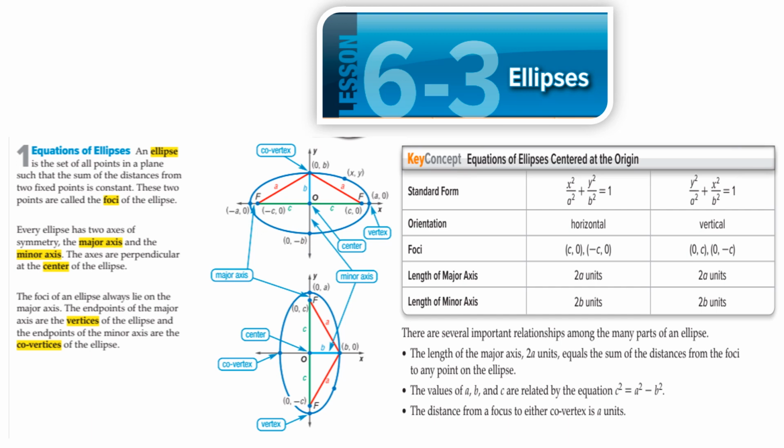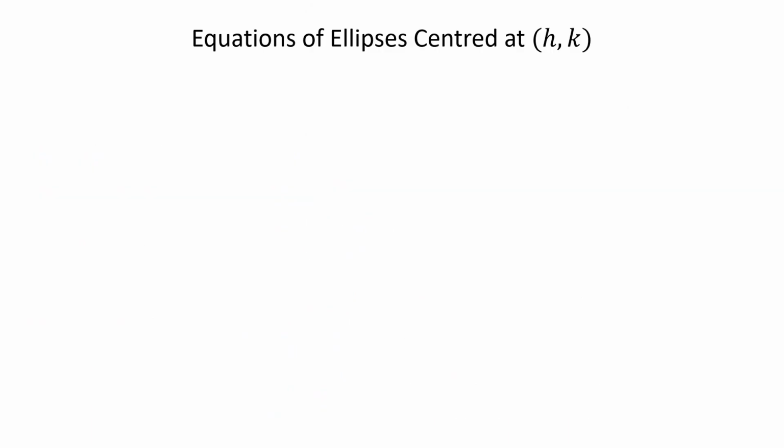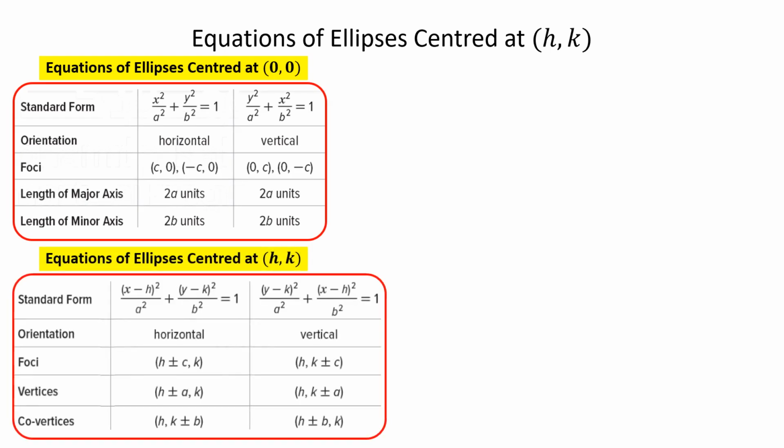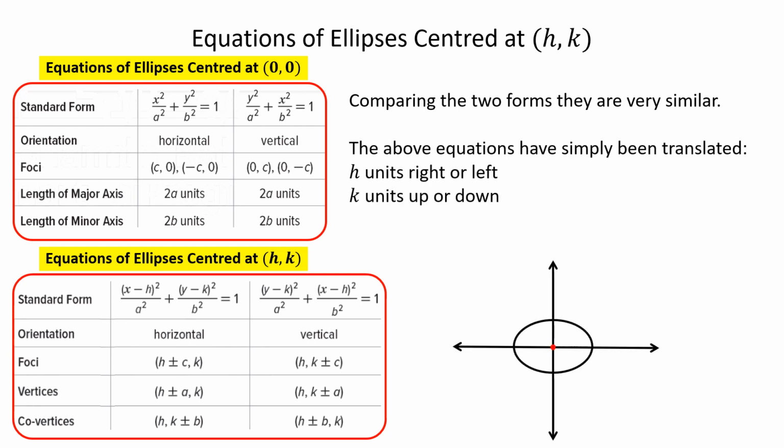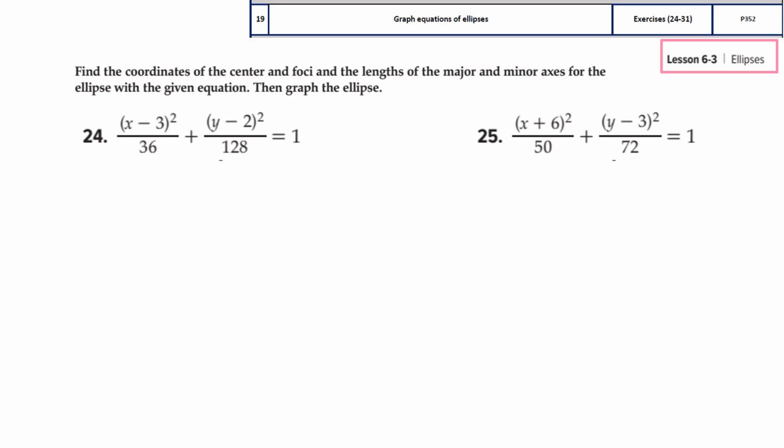So on the screen you see the formula sheet which is expected to be learned by you so that you can solve the questions correctly and in less time. In these questions which we are about to do, we will be focusing on equations of ellipses centered at h comma k. Here the center would be h comma k, and we will do a translation as you can see in the animation. So the center changes accordingly. Okay, so now we are ready to solve these questions. We'll be using the formula sheet I showed you.